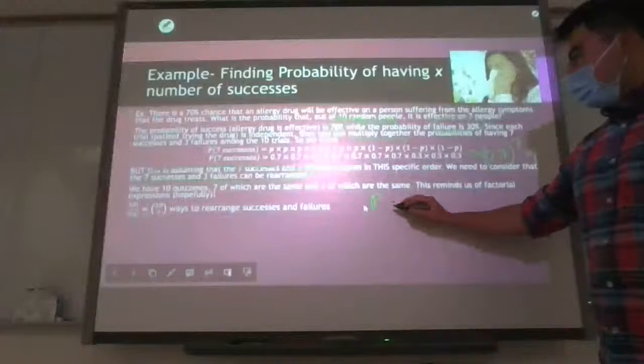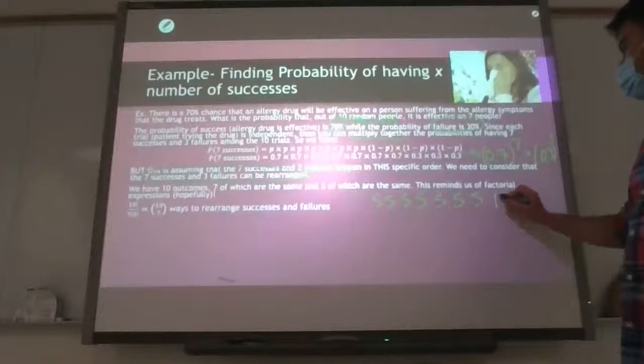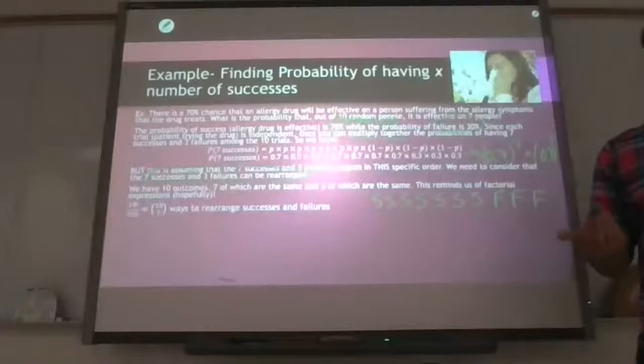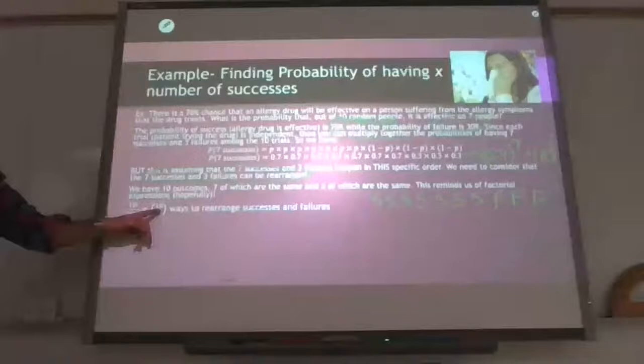I'm actually going to write it out like this. Success, success, success, success, success, success, success, failure, failure, failure, right? So this is like those questions with how many ways can I create words? Exact same question, right? If I have 10 different objects, 7 of them are the same, 3 of them are the same, I can simply take 10 factorial divided by 7 factorial times 3 factorial, which is 10 choose 7, right?